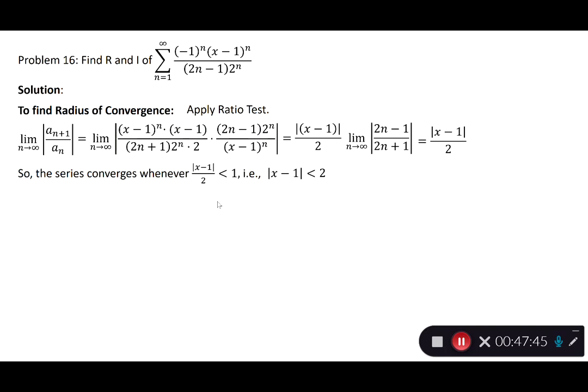Cool. Now, does that look like absolute value of x minus a is less than r? Yes, it does. So what is r? You guessed it, 2. R is 2. Cool. Now, finding the interval of convergence is a bit involved. So let's see. To find the interval of convergence, what did we have? We had that the series converges whenever absolute value of x minus 1 is less than 2, right?